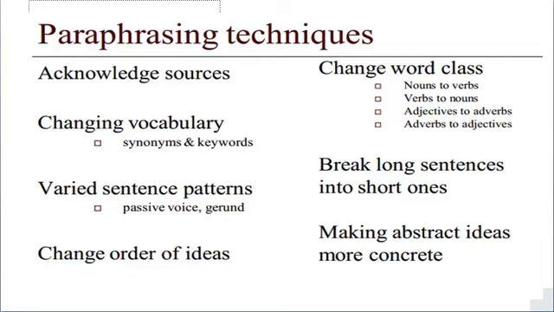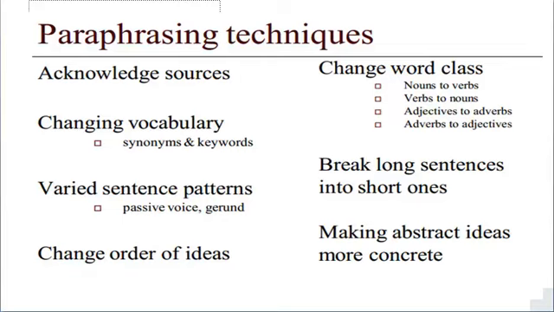I already mentioned this. When you have a short paragraph and you have the author or the writer, you have to mention it in the paraphrase. If you don't have it, it's fine. The second one is changing vocabulary: synonyms, the words with the same meaning, and the keywords. We will see examples of these techniques in the next slides.